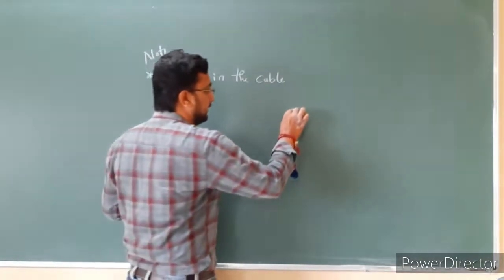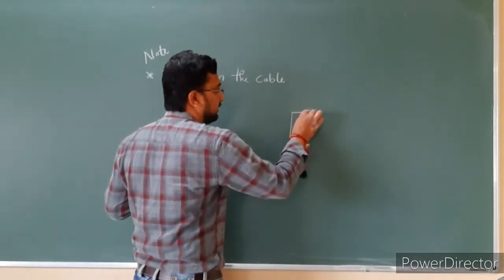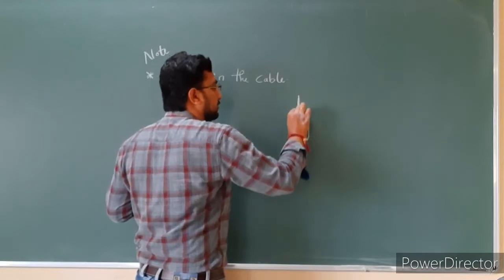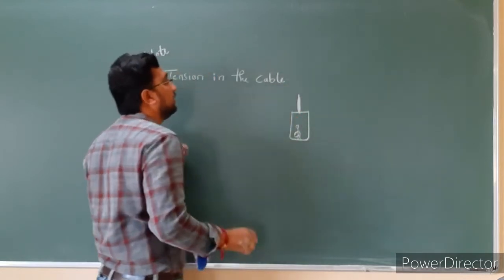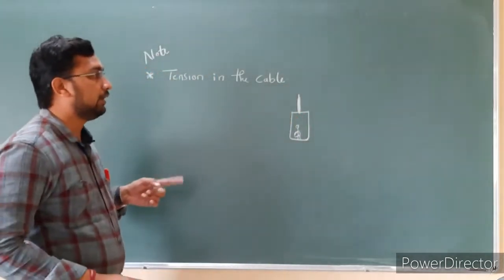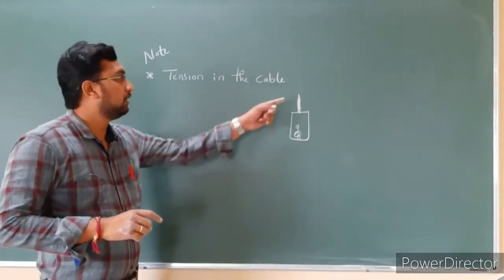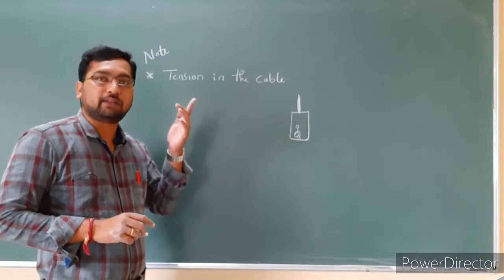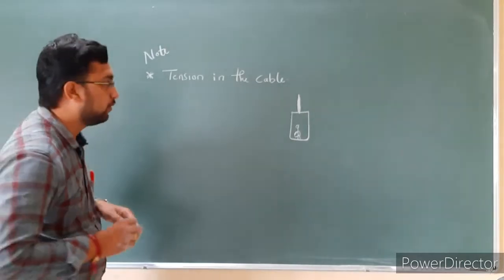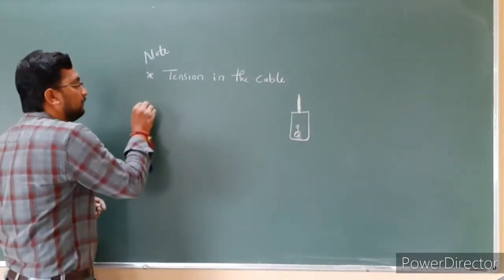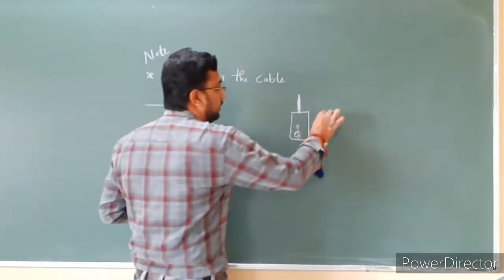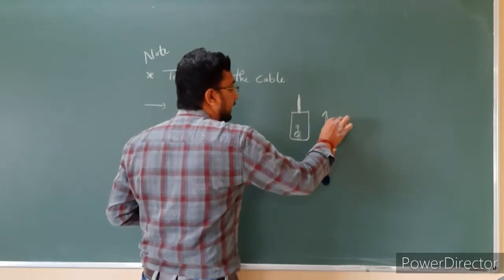Okay, so here consider this is a lift. A person is standing inside the lift, right? And this is a cable. So in this case, we are going to determine what is the tension developed inside the cable, when the lift is moving in upward direction and when the lift is moving in the downward direction. See, the first case, if the lift is moving in upward direction with an acceleration a.